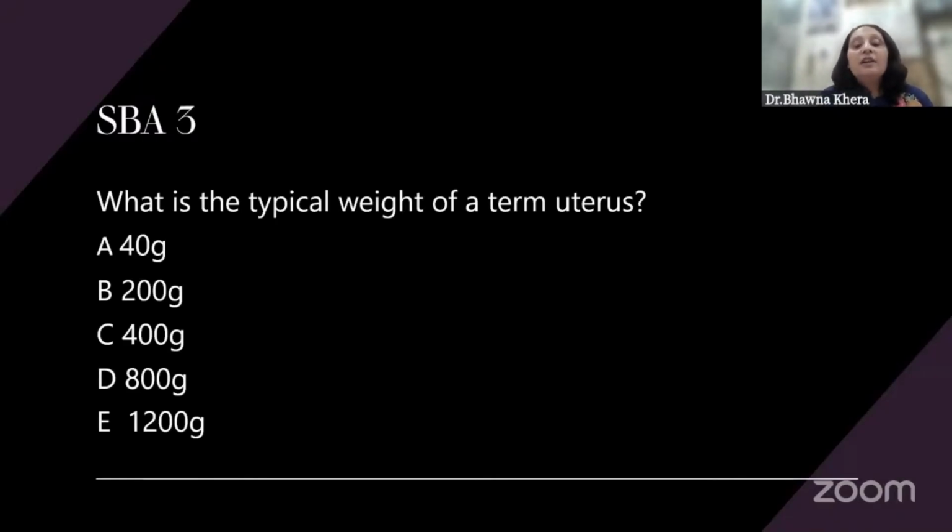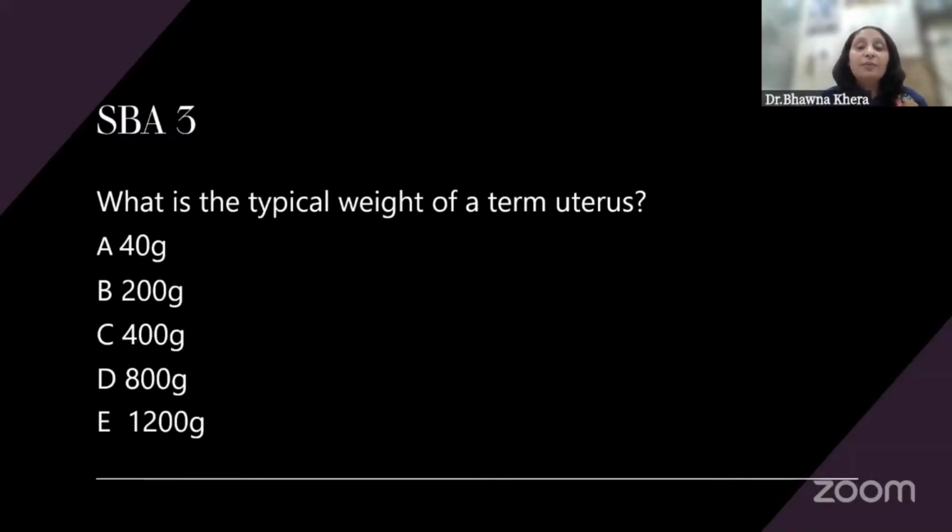What is the typical weight of term uterus? As we know, there are changes in the uterus in the time of pregnancy. It increases in size. There is hyperplasia. There is hypertrophy. So what happens to the weight? What is the non-pregnancy weight and what happens to the weight at term?